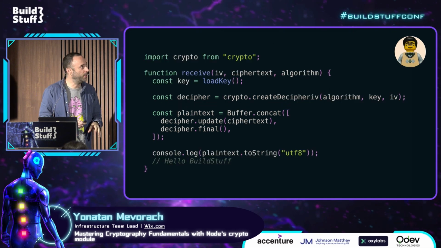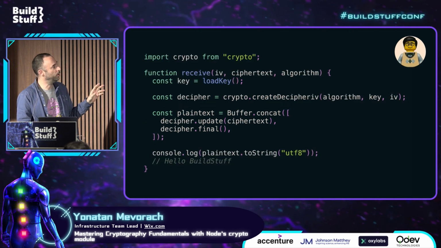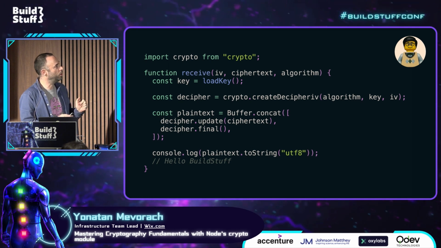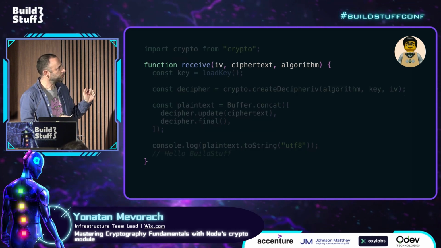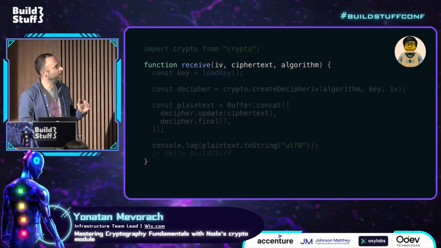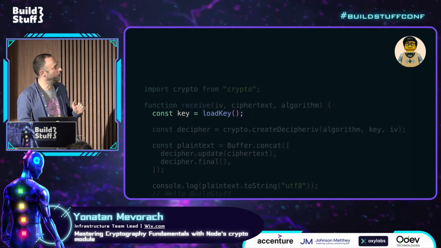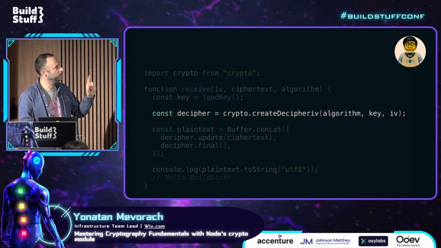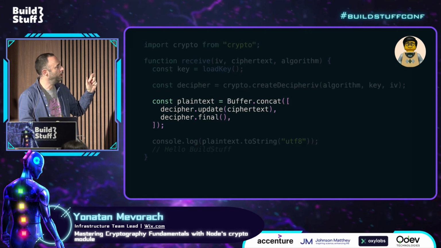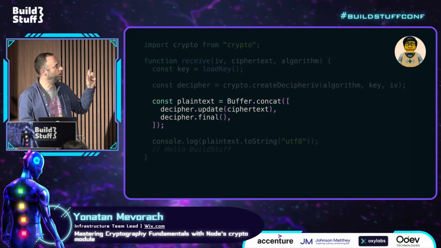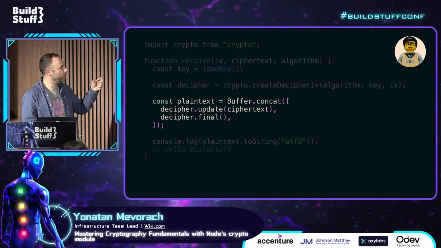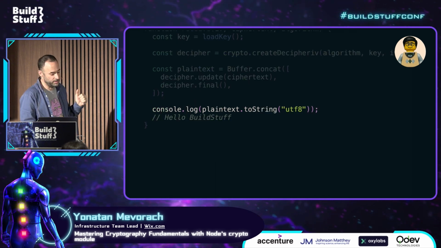Now to perform the decryption, notice how similar looking it is. It's like the mirror image of the encryption logic that Bob uses. So he gets the IV, the ciphertext, and the algorithm. He loads the key into memory, and then he calls create decipher IV, decipher being the opposite of cipher. And then, again, very similar looking API, calling the update method on the decipher object, and this gives the original plaintext back.